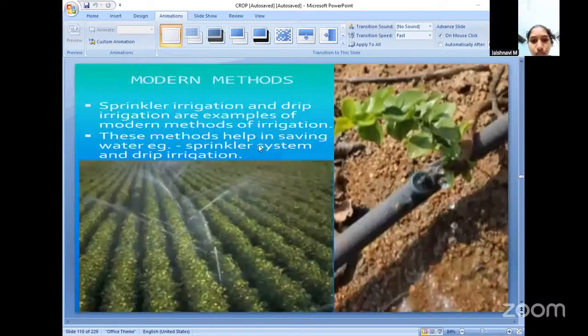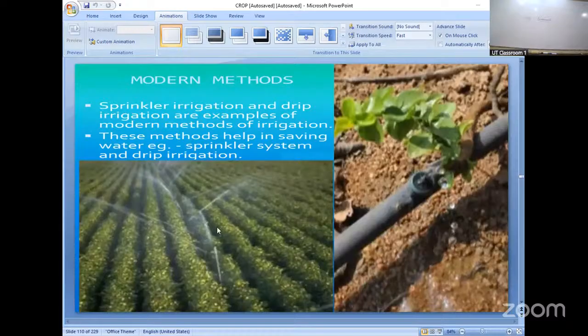irrigation purposes. Apart from that, sprinkler. You must have seen this is sprinkler irrigation and this is drip irrigation, drop by drop, and this is sprinkler. Yes, ma'am.